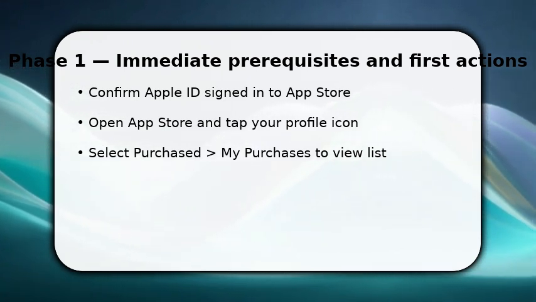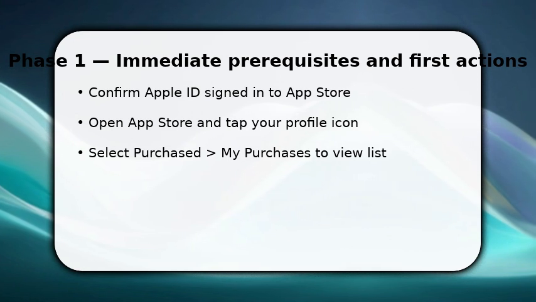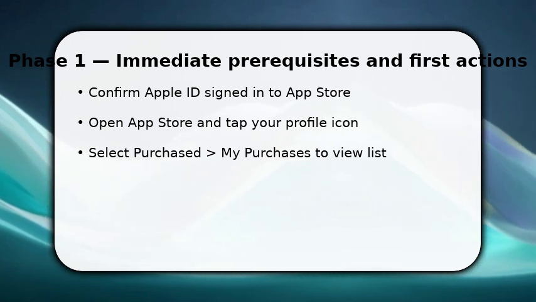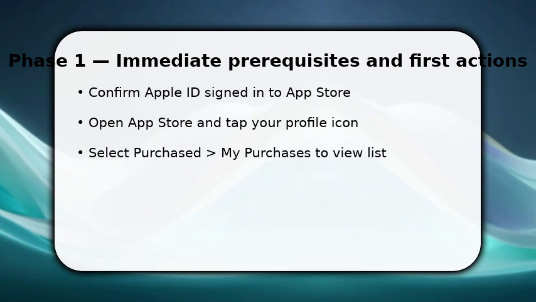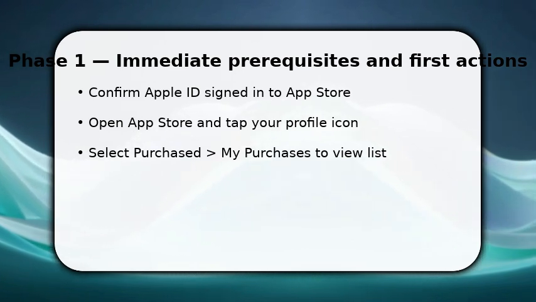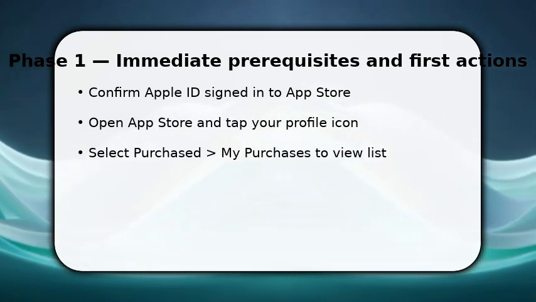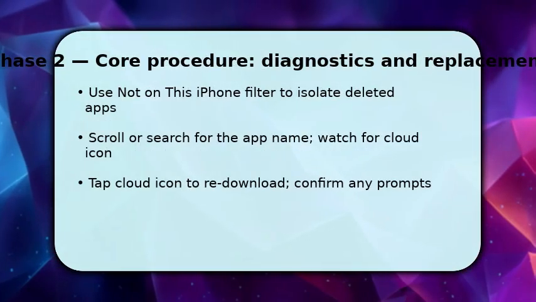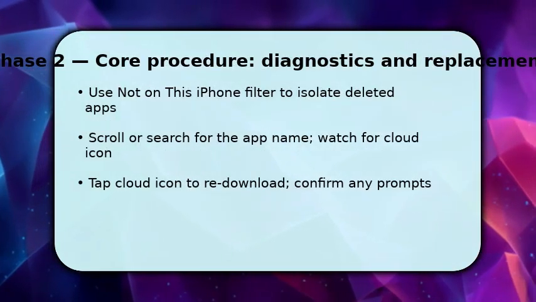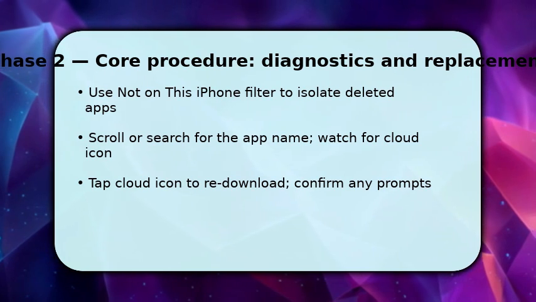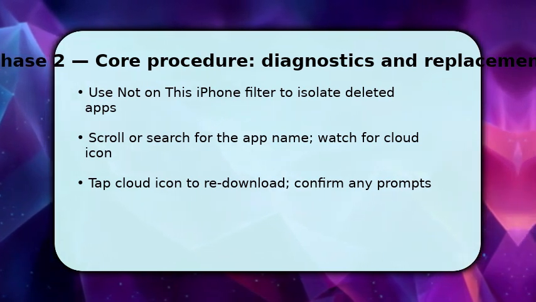Make sure to pick the right device filter, all or not on this iPhone, so deleted apps appear immediately in the list. Once you're viewing My Purchases, switch to Not on this iPhone to isolate apps removed from this device. Then either scroll or use the search field to type the app name. This is faster if you remember part of the title.